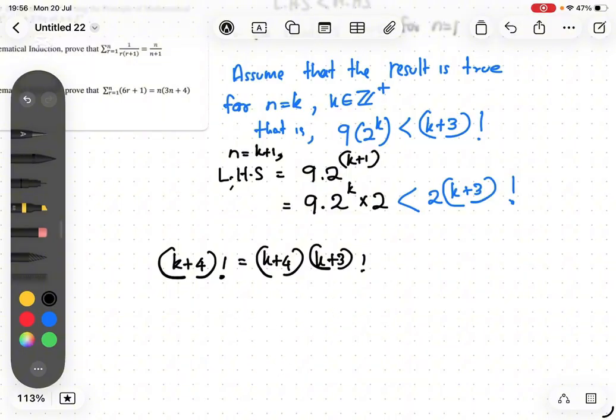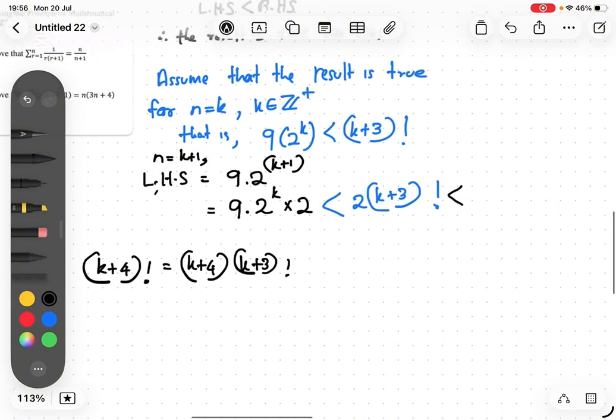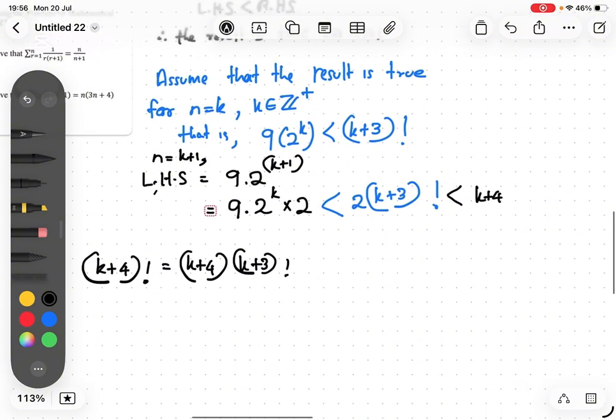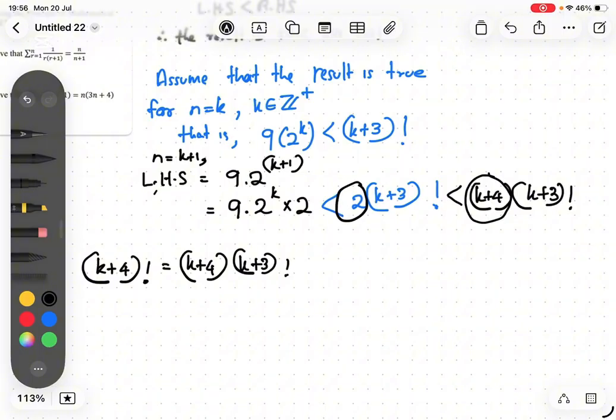Now can you observe that this particular part is definitely less than k plus 4 into k plus 3 factorial? Do you see that it is less? Why? Because k plus 4 is greater than 2. K is a positive integer, the one we took. So k plus 4 is definitely greater than 2.